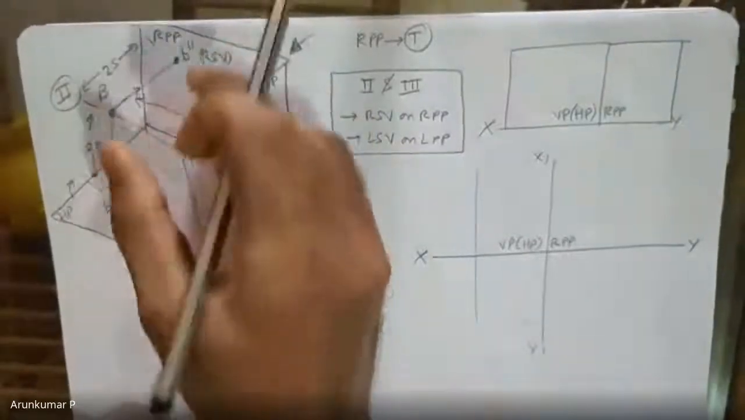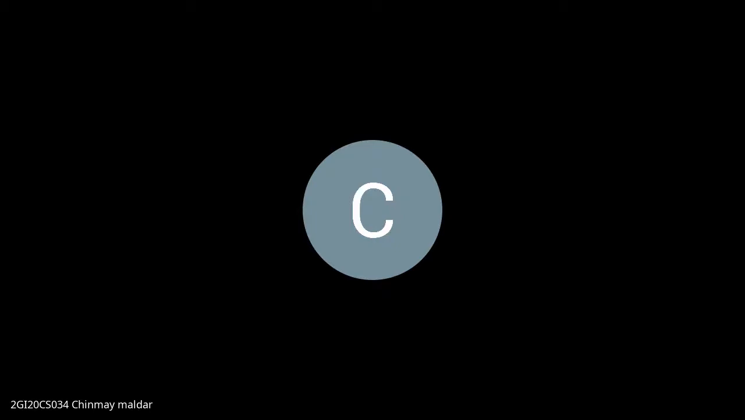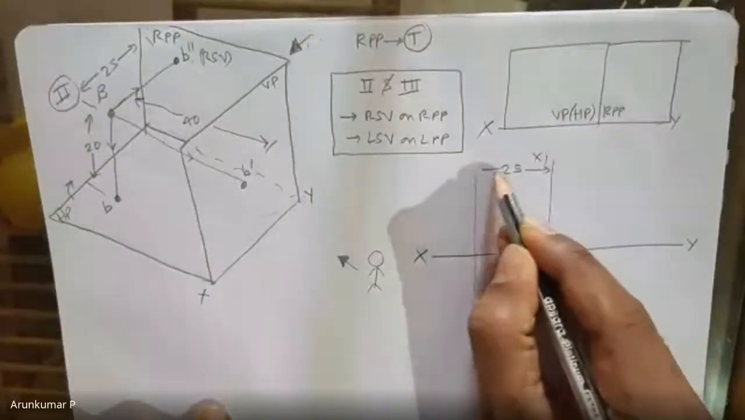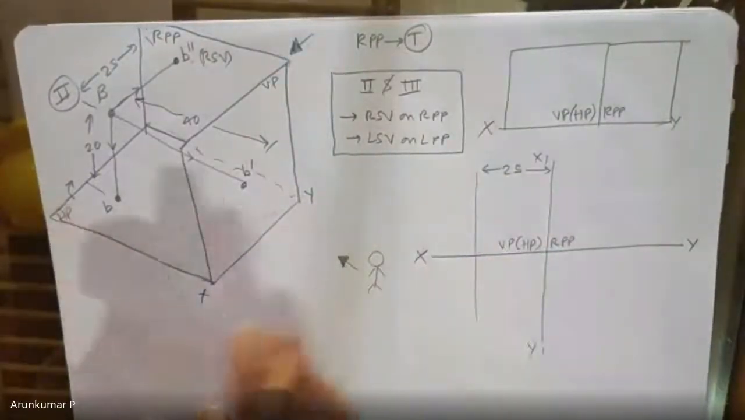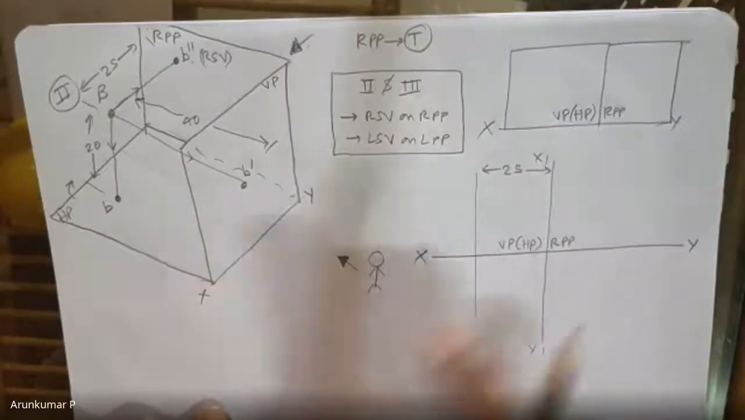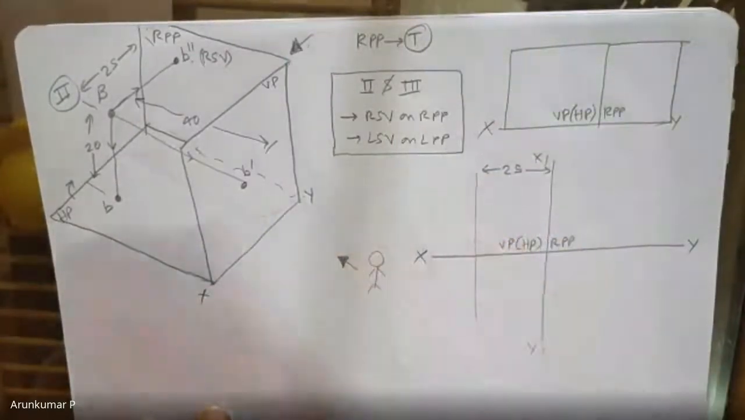The point B is at what distance from the right profile plane? 25 mm. So you should draw the projection line at a distance of 25 mm from RPP. This remains the same as we have done in the previous cases. On this vertical projection line, you will get the front view and the top view.